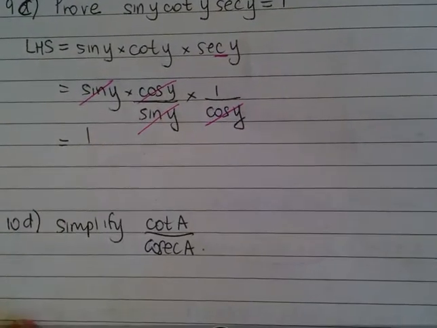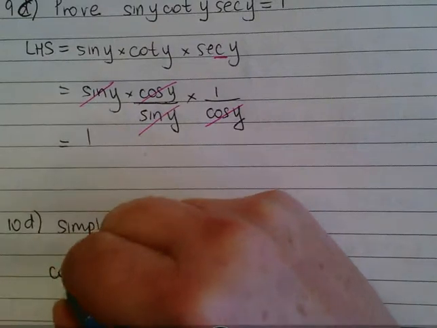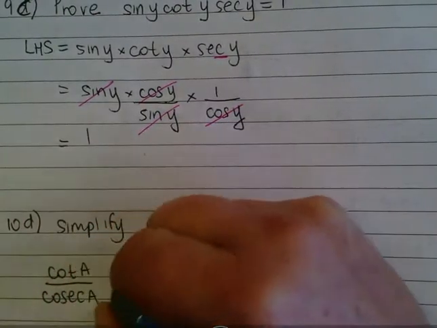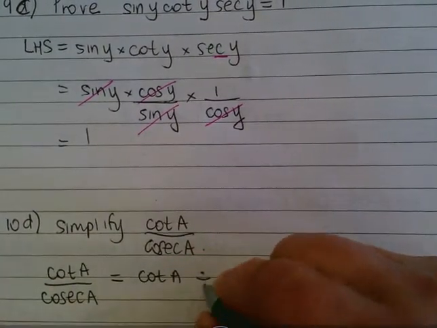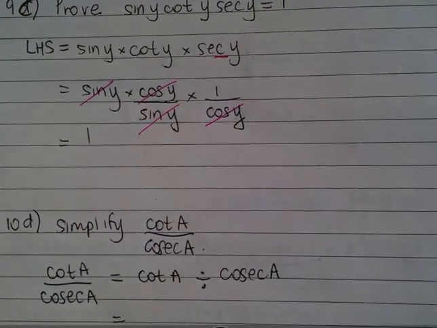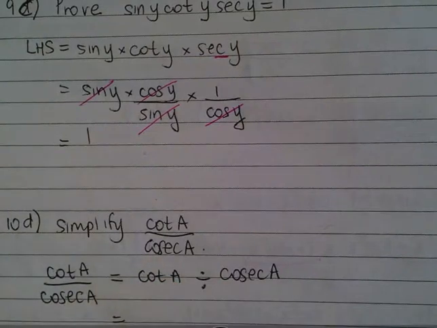Simplify. So we start with cot A over cosec A. Now, what I would do, I would write it side by side, cot A divided by cosec A. Why? Because they're both fraction results, and you don't want to do a fraction divided by another fraction. You'll end up with 4 lines. So whenever you're going to have a fraction divided by another fraction, you should write them side by side and change it to a division sign.